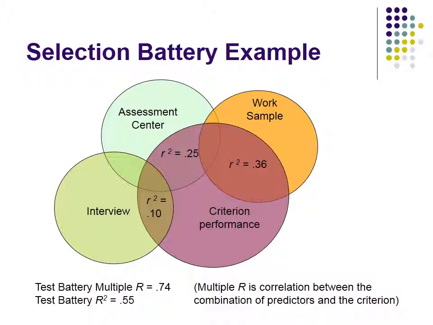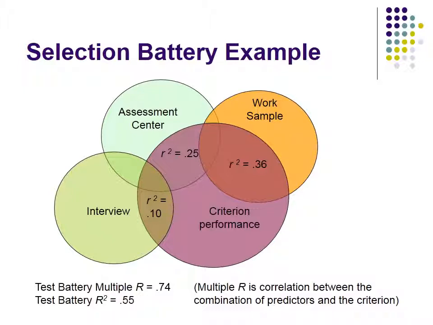So multiple R is a correlation between the combination of predictors and criterions. So the test battery's multiple R is 0.74. And that's the idea of the amount of variance that is explained as a total. So all the variance being explained by work samples, assessment centers, and interviews together.